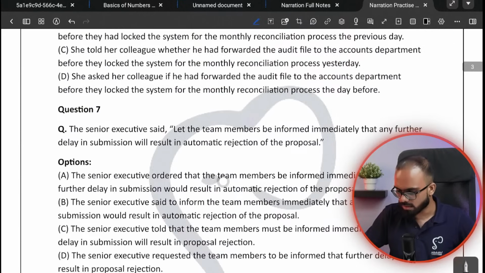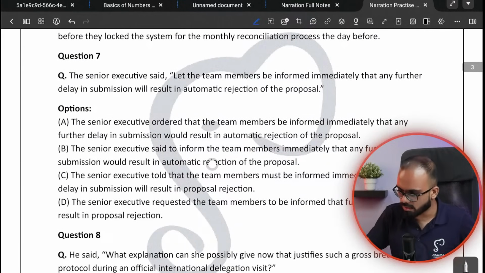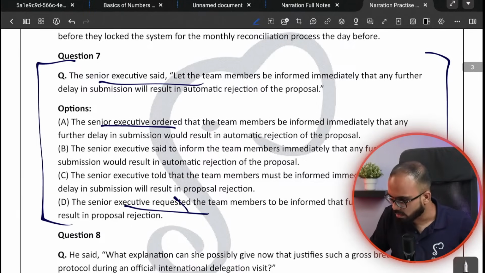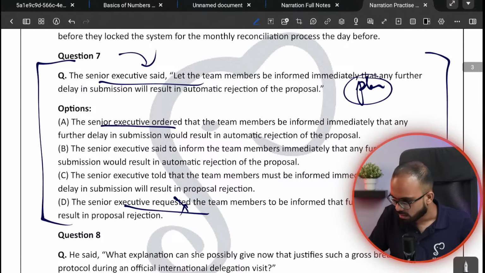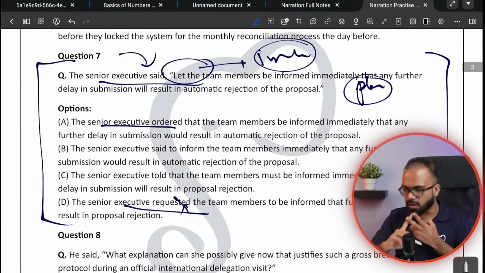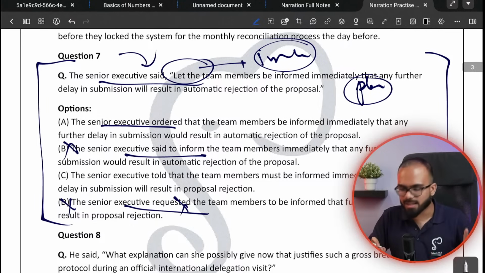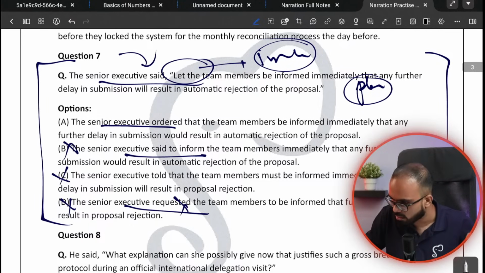We will do one more question. Just another question. Please look at it. The senior executive said let. Okay. So senior executive requested is wrong because please is not given there and it is a senior executive. So, and this is let. Let is an imperative sentence. There could be request, there could be orders. So request is wrong. Now said to is wrong. Said to is written in direct speech. It is wrong. Told that is also wrong because said to is not given there. So answer choice is A.